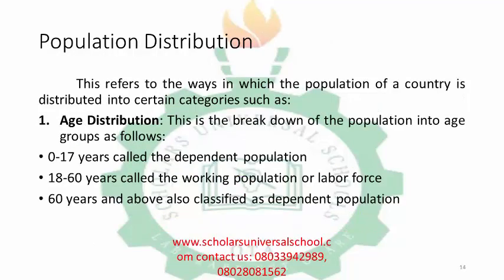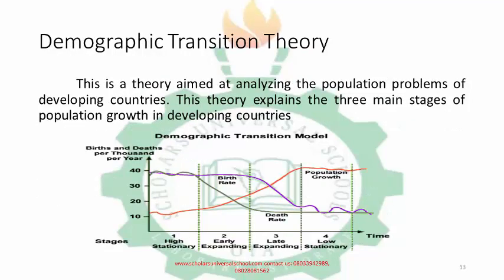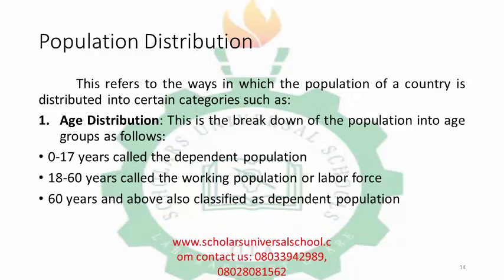Now let's look at population distribution, the population distribution in every country. The distribution of the population of a country is categorized into different categories. The first one, we can classify it under age distribution. Under this age distribution, it's breaking down a population into different age groups.